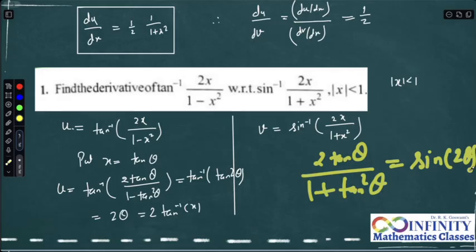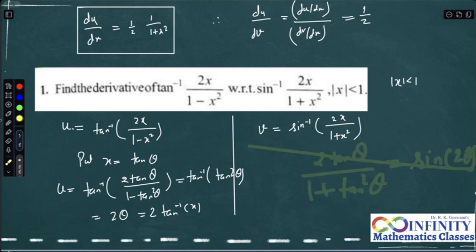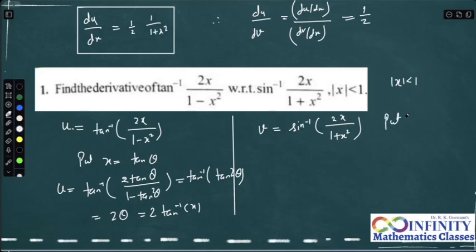Okay. 2 tan theta upon 1 plus tan square theta is the formula of sine 2 theta. So what is the suggestion here? I should put x equals tan theta in v also. So let me just put x equals tan theta, or theta equals tan inverse x.